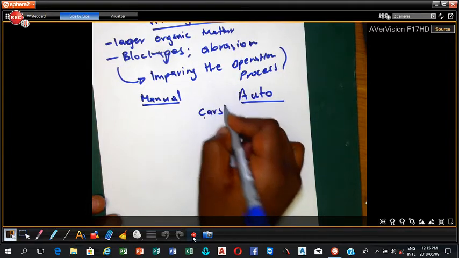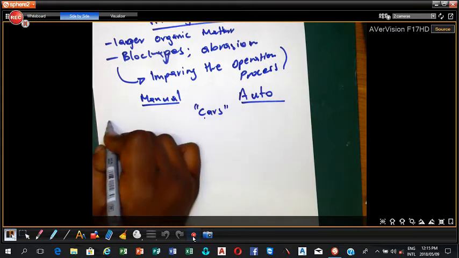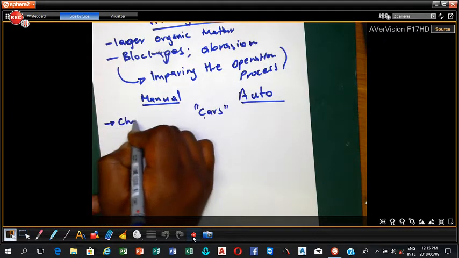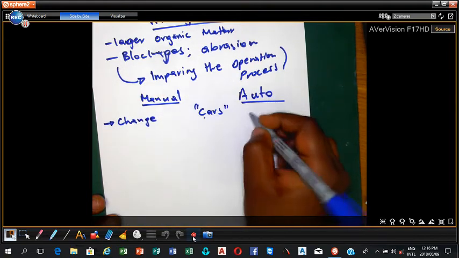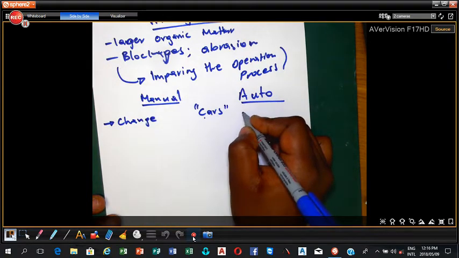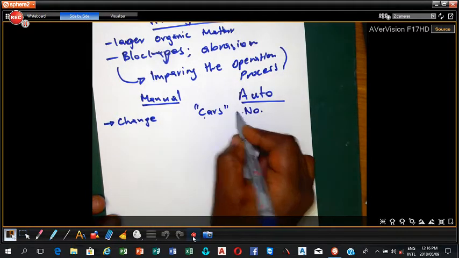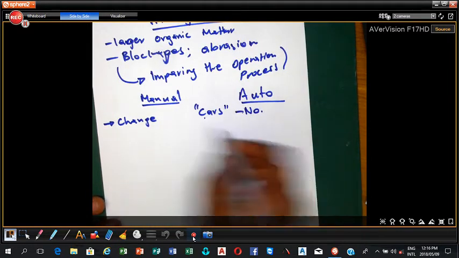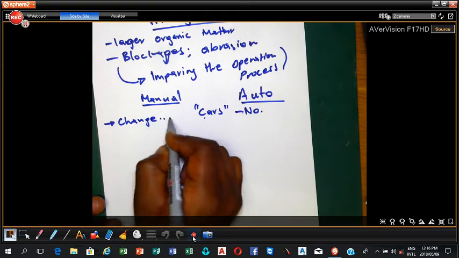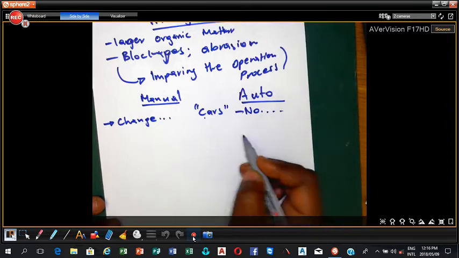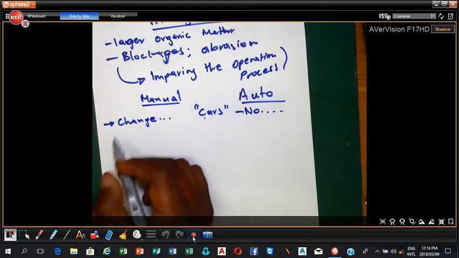If you think of cars, you will understand here that there's a lot of change of gears, and here there is no such. So they don't change gears in automatic. Now here you need energy to change gears, and here there is less energy required for changing gears, so there is less manpower required for operation.